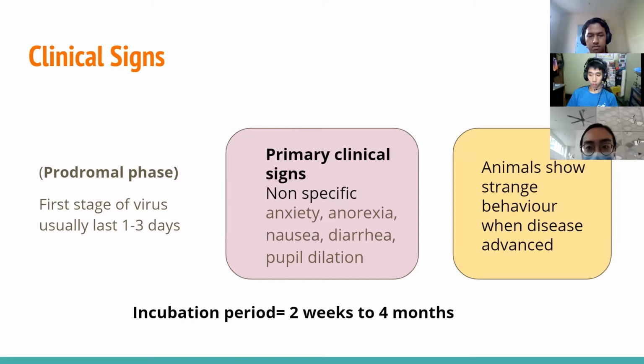But when the disease goes to the advanced stage, the dog will show very strange behaviors, resulting in a marked change of temperament. The incubation period of rabies in dogs will usually last from 2 weeks to 4 months. Next slide. That's all from me.